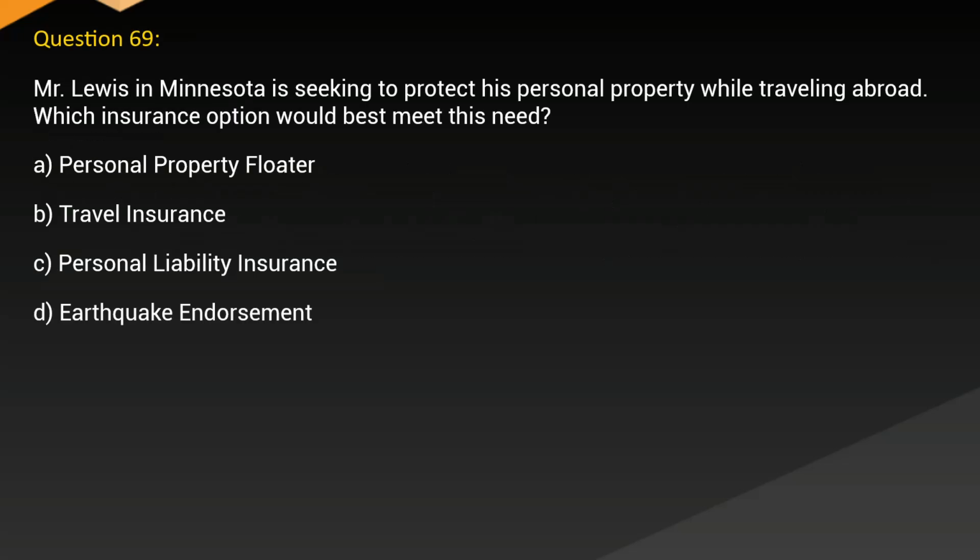Question 69. Mr. Lewis in Minnesota is seeking to protect his personal property while traveling abroad. Which insurance option would best meet this need? A. Personal property floater. B. Travel insurance. C. Personal liability insurance. D. Earthquake endorsement.